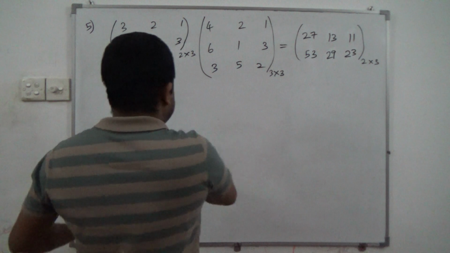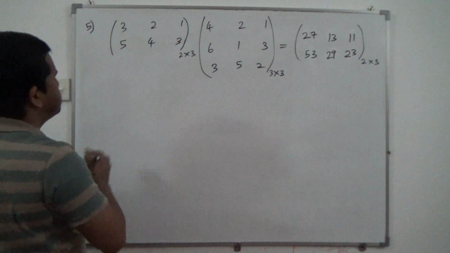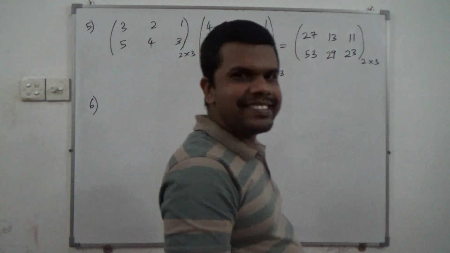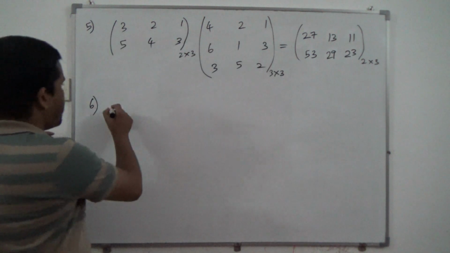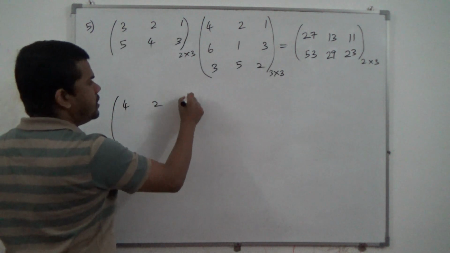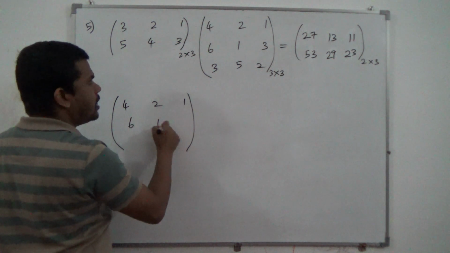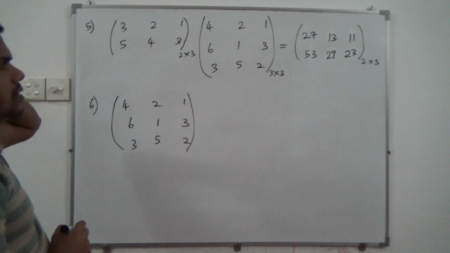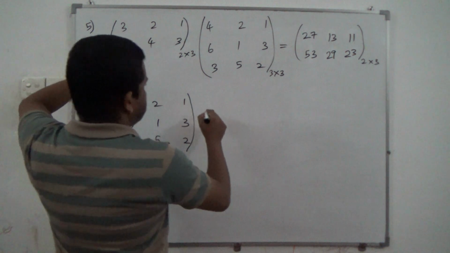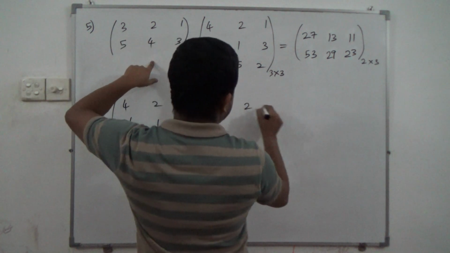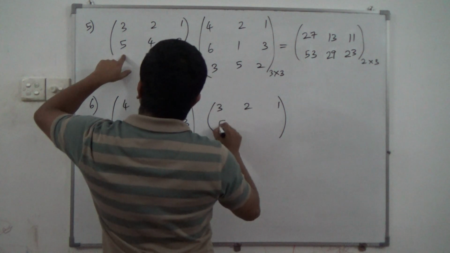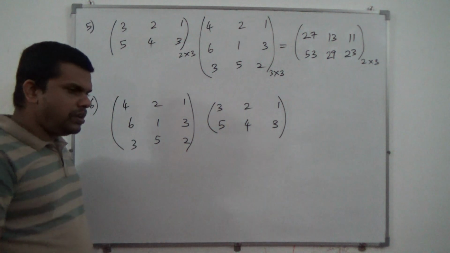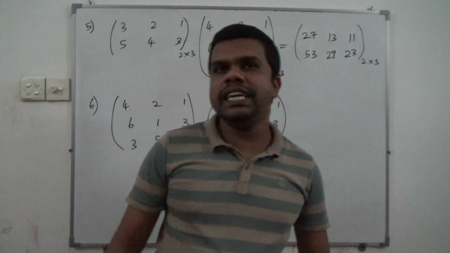Now, last example. Let's swap the order of these two matrices. 4, 2, 1; 6, 1, 3; 3, 5, 2. This one 3, 2, 1; 5, 4, 3. So first of all, we have to check whether the multiplication is defined.